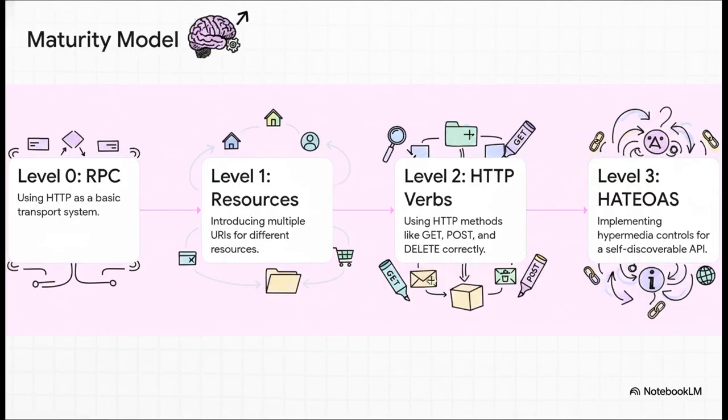There are four levels. Level 0 is basically just chaos, using the web to shout commands back and forth. Level 1 starts to bring some order by defining distinct resources. Level 2 is where most APIs today live. They correctly use all those HTTP verbs we talked about. But Level 3, that's the pinnacle. That's the glory of REST. That's an API that uses HATEOAS to be completely self-guiding.